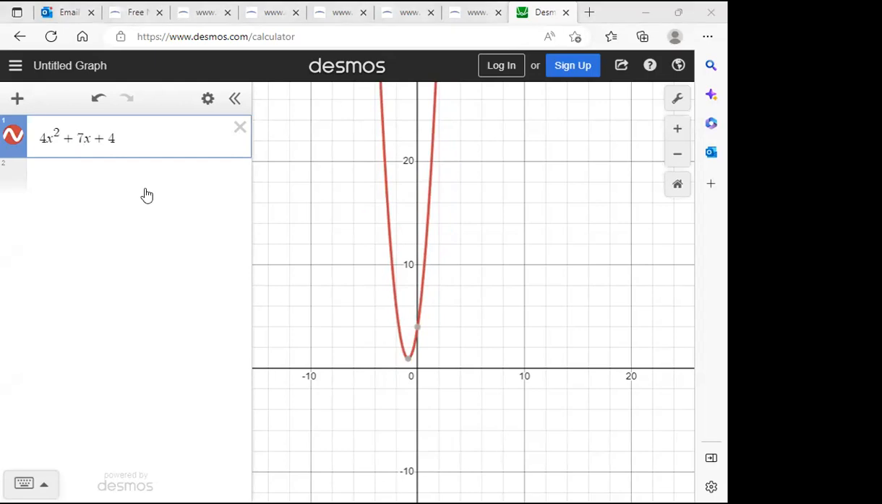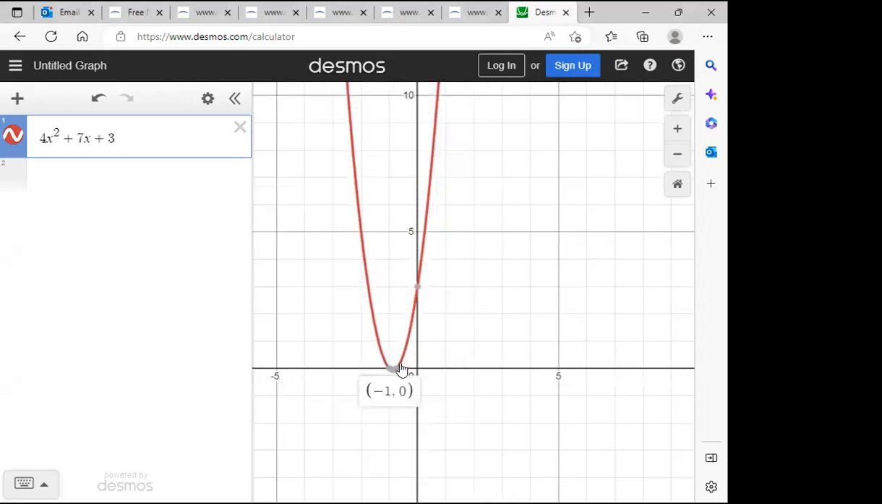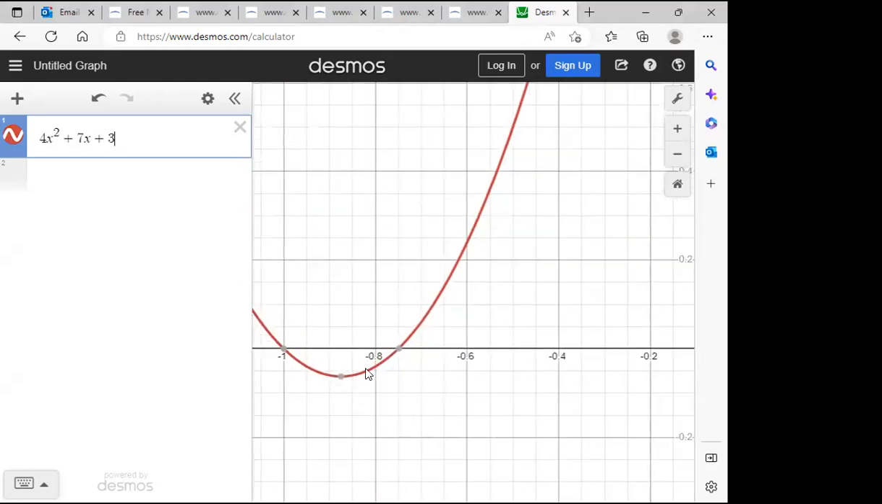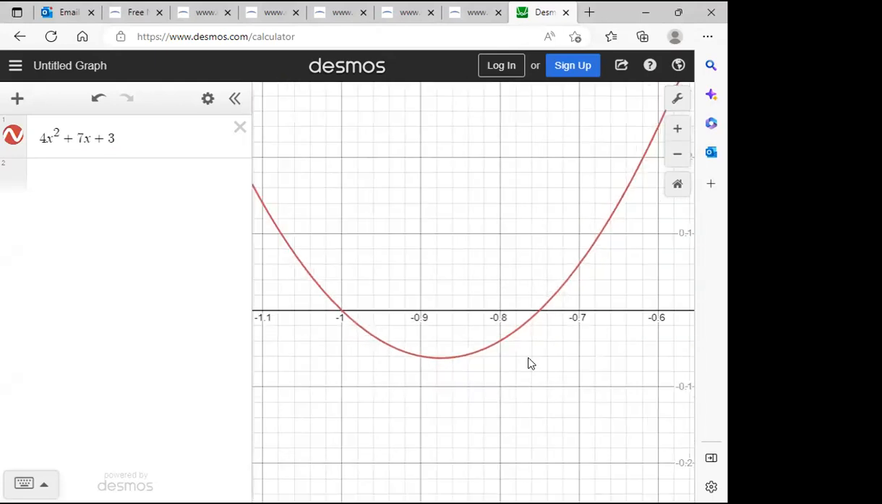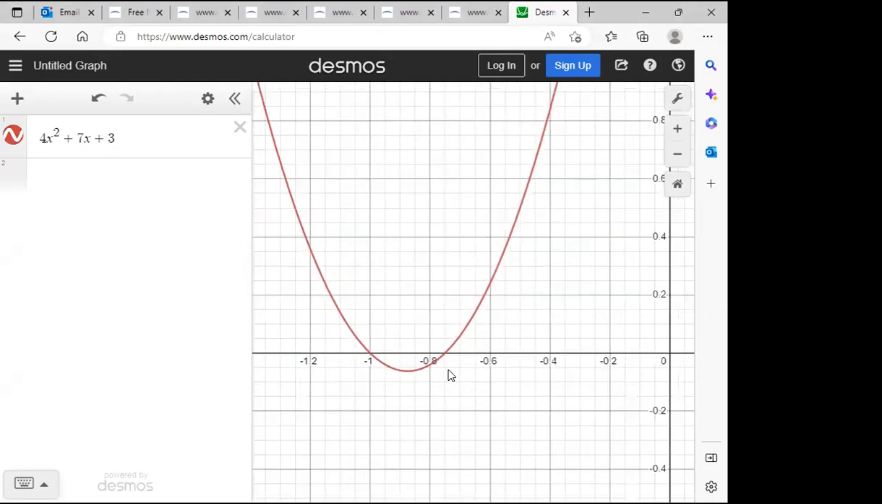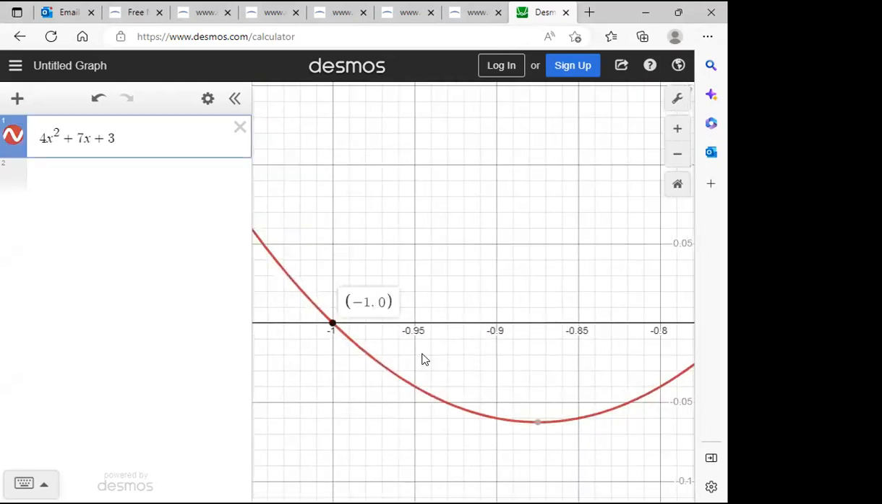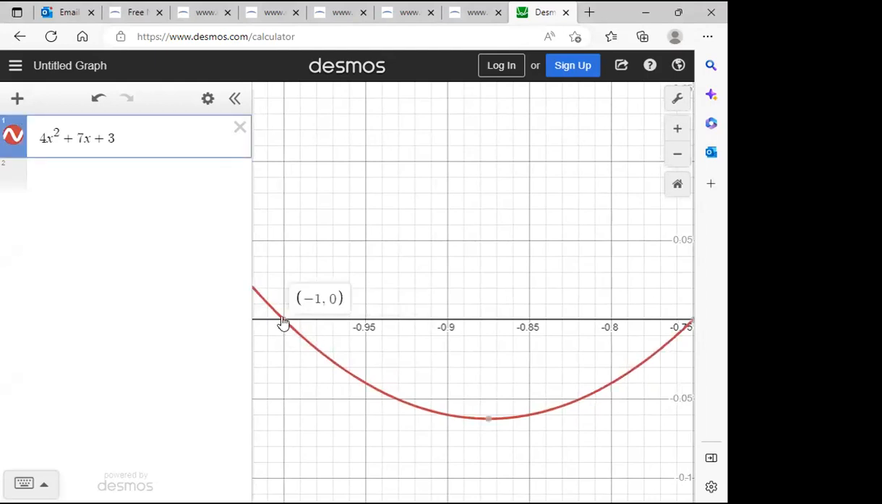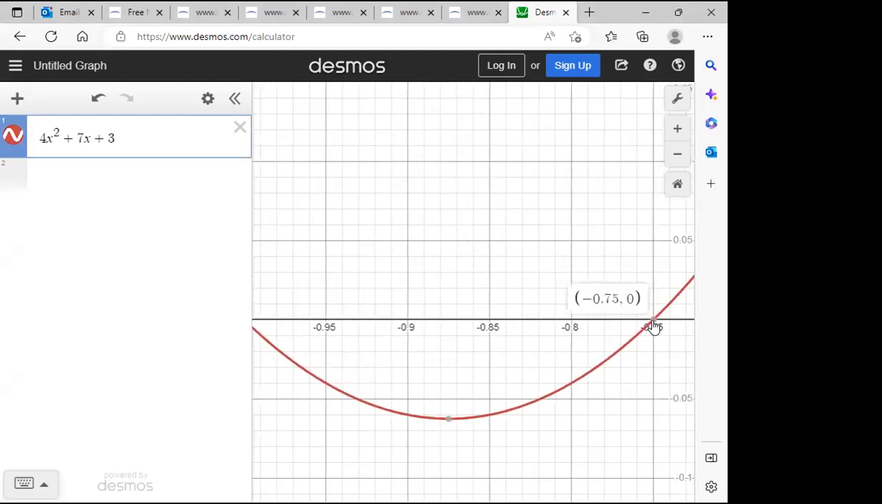Plus 3. Oof, tight. I thought I got it wrong there. But you can see that cuts the x-axis in two locations. It cuts there at -1, 0, and at -0.75, 0. So it's got two real and distinct roots. Any questions so far?